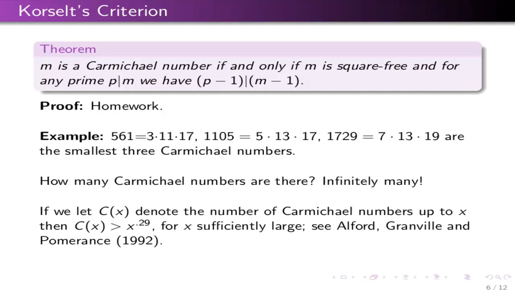This was proven by Alford, Granville, and Pomerance in 1992, and they did it by counting how many Carmichael numbers exist up to a given value x. So let's call that number c of x. And they showed that c of x is strictly bigger than x to the 0.29 power. So a value a little bit less than the cube root of x. And naturally, as x goes to infinity, this number goes off to infinity. And so you do get quite a few Carmichael numbers sitting out there.